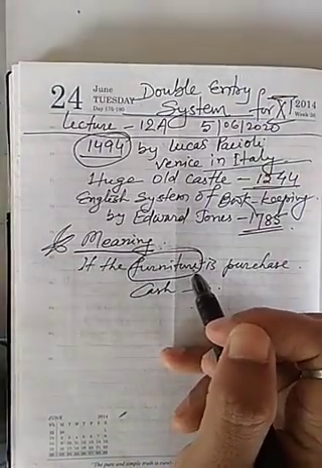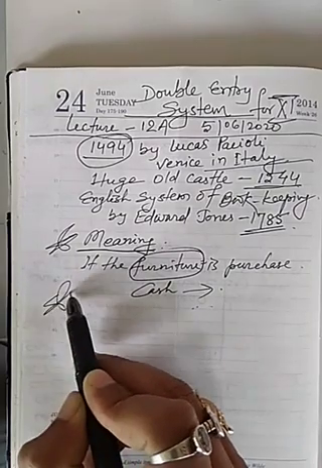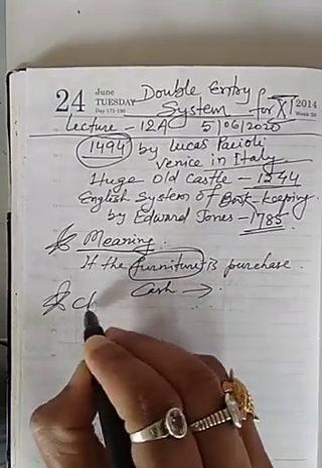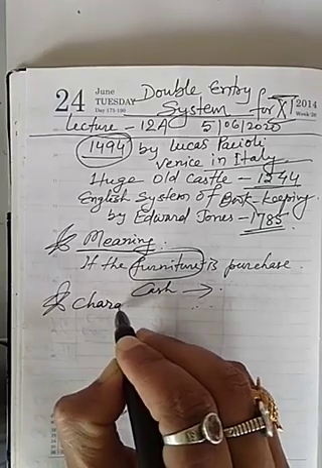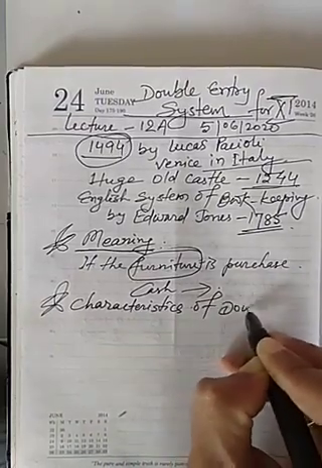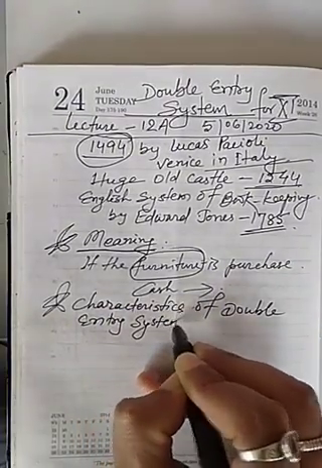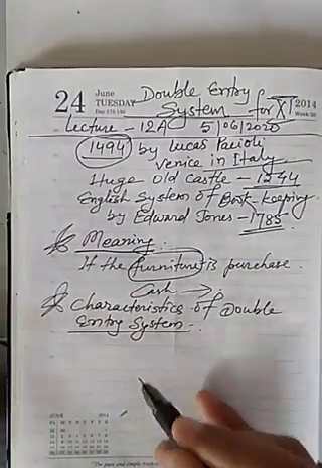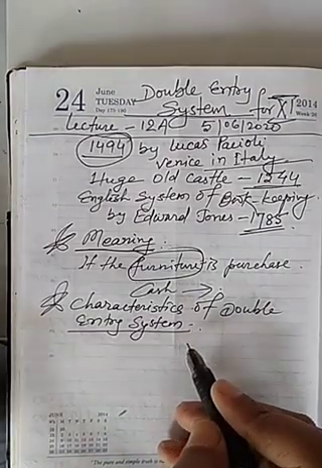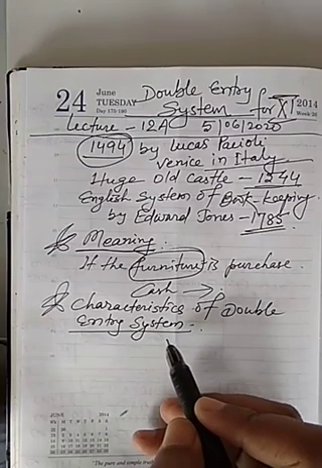Now, principle and characteristics of double entry system. Double entry system is based upon the principle that every debit has a credit and every credit has a debit.